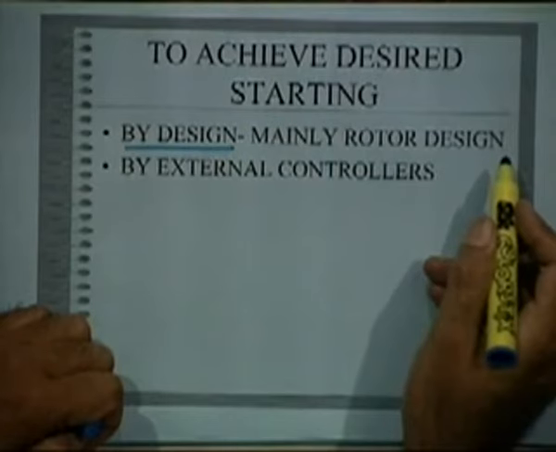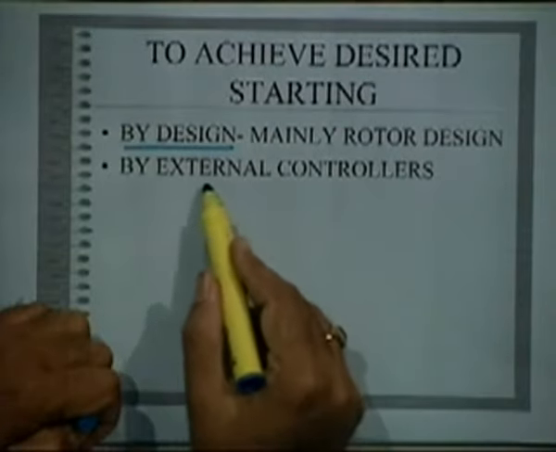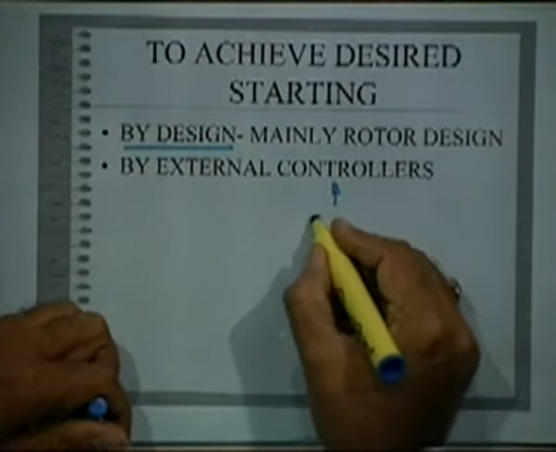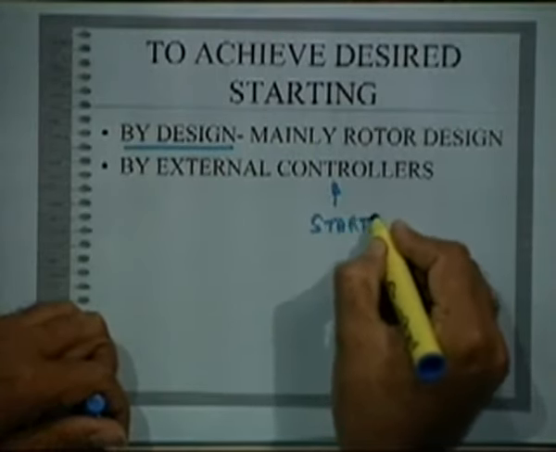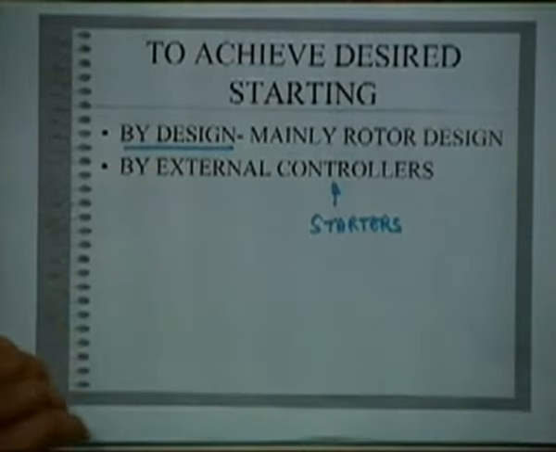In slip ring, of course, you have the flexibility of connecting external rotor resistance, so you can afford to have a low rotor resistance internally. So you can have it by proper design, or you must connect some external controllers. So you have starters, external controllers called starters. These are the two methods that are used. Today we will just quickly see what steps are taken in the design.